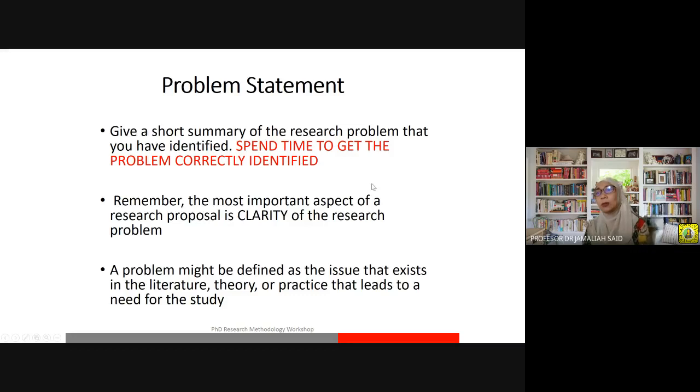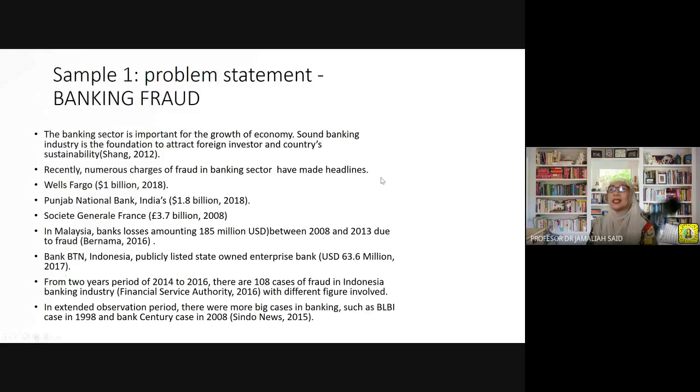So what is a problem statement? Problem might be defined as the issues that exist in the literature, in theory, or in practice that warrant the study to be conducted. Okay, as simple as that. This is an incomplete problem statement by my student. Actually, at first she planned to focus on banking fraud in Indonesia. Along the way, she changed the topic because of the demand from the sponsor.